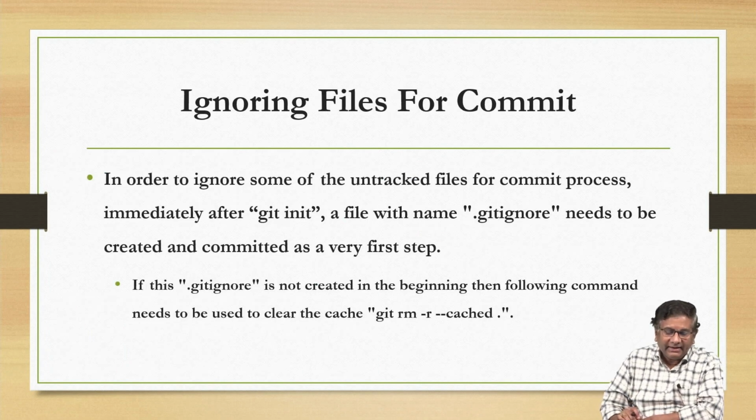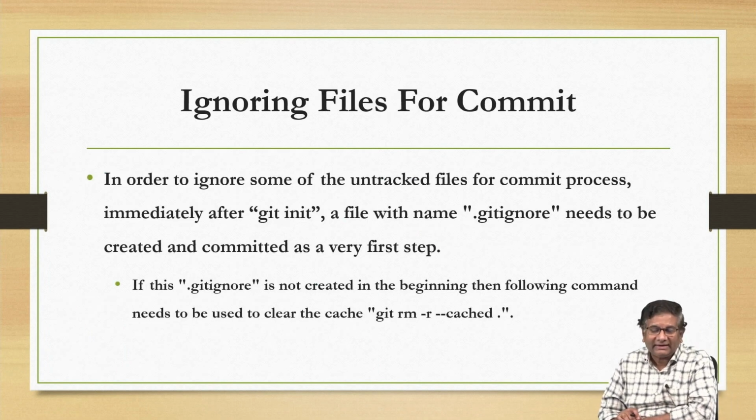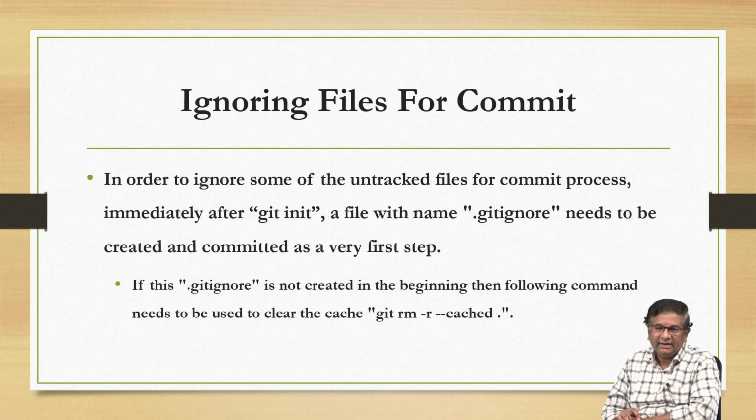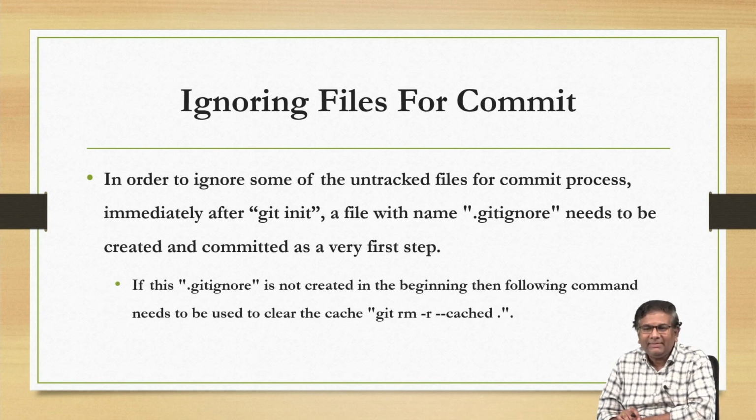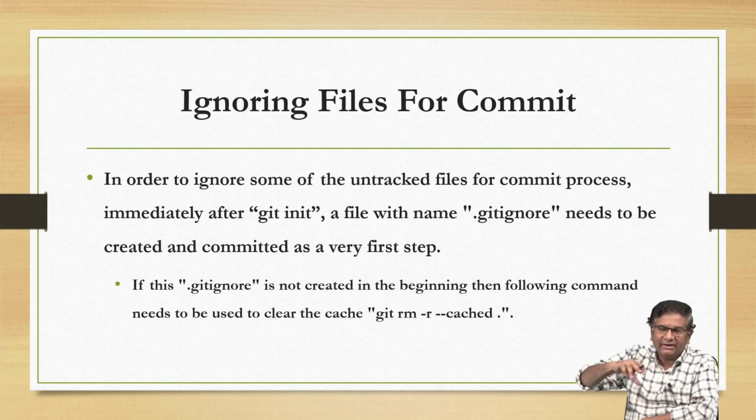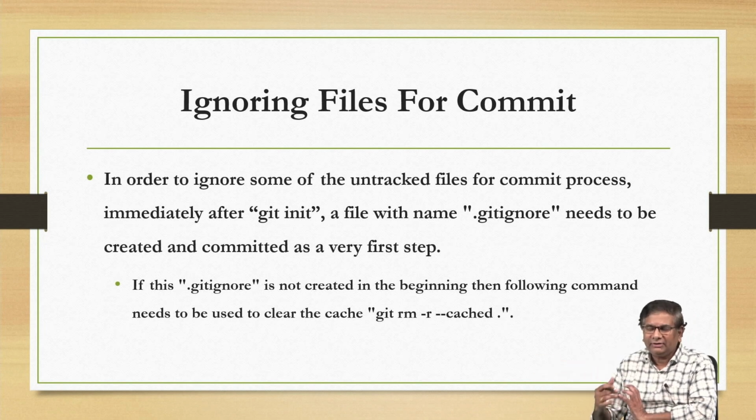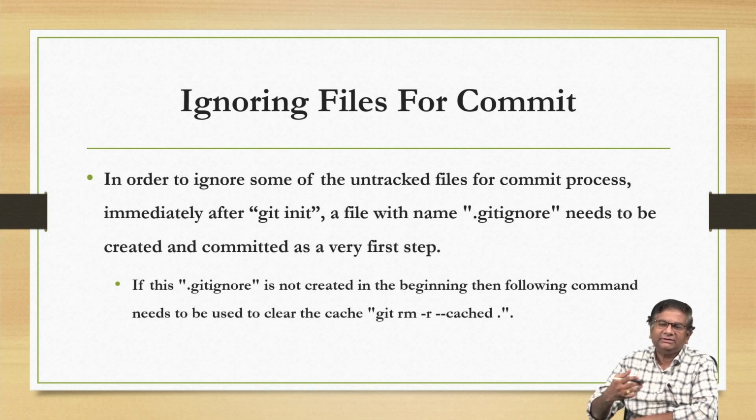Now, ignoring files for commit. This is a very important thing. It is actually used in a project. Normally, let's say you have a Java project, right? You have the Java main, src, all that code structure. Once you have that, you use Maven or some build tool to compile it. What it does is it produces class files, and also it produces a jar file.